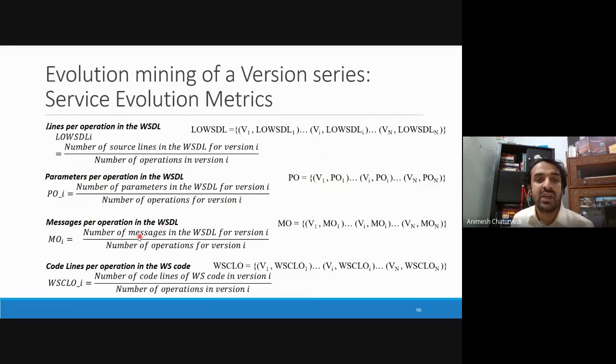Then you have the messages per operation: the number of messages in the WSDL for version ith divided by the number of operations in that version. This could be defined as MO1 for version 1, MOI for version ith, and MON for version nth, meaning messages per operation nth. Then code lines per operation in the WSDL is the number of code lines in the WSDL code in version I divided by the number of operations in version I. This could be written as WSCLO for version 1, WSCLO I for version I, and WSCLO N for version N.